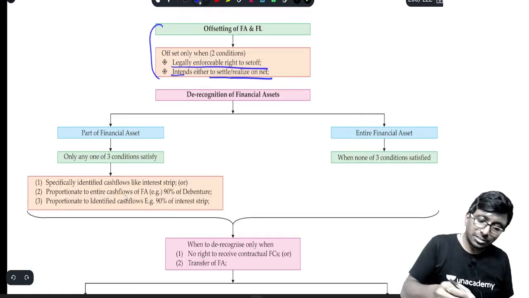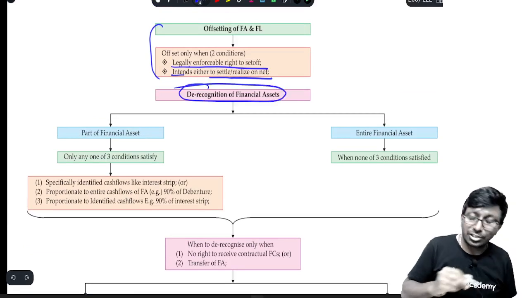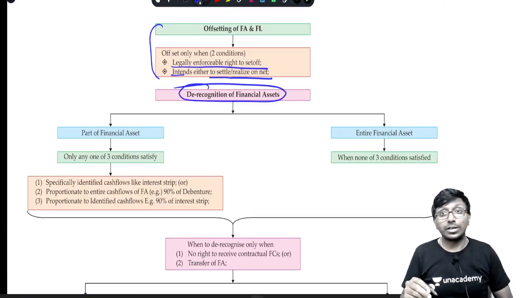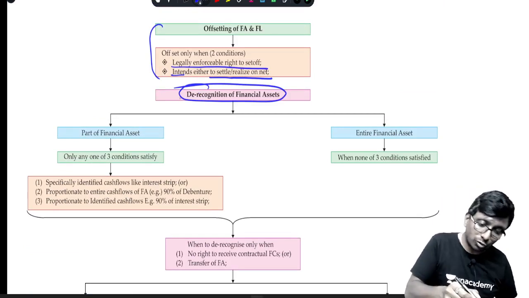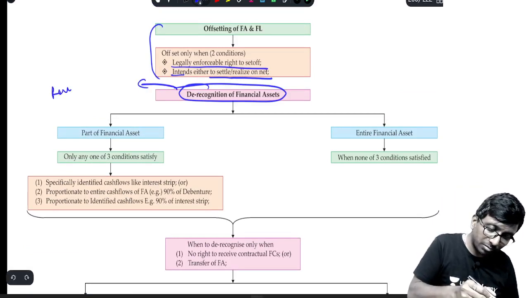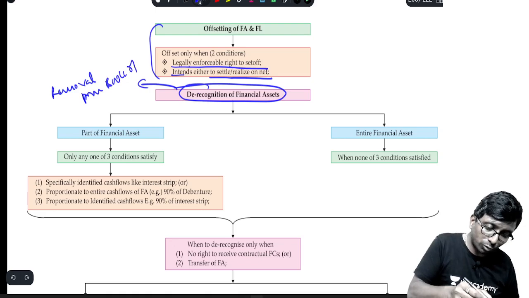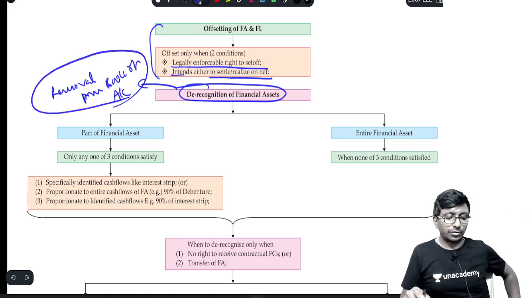Right. Next concept is derecognition of financial asset. Which one I said? Derecognition. Yeah. Derecognition means what? Derecognition means removal from the books. Removal from books of account. Yes, you are removing it from the books of account.